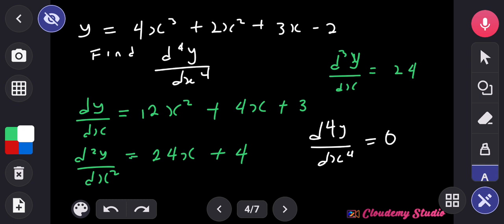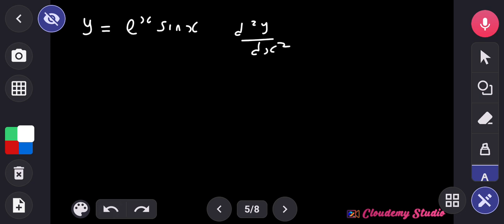Whenever you are asked to find the higher derivative of something, just have it in mind that we are going to keep differentiating. You understand? Let us take another example. We have y equals e^x sin x. We are now asked to find, let's say, d²y/dx². What's the first thing we are going to do? We are going to look for dy/dx first.